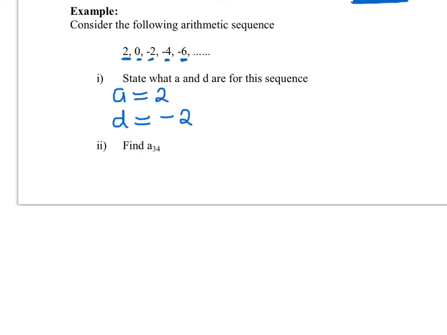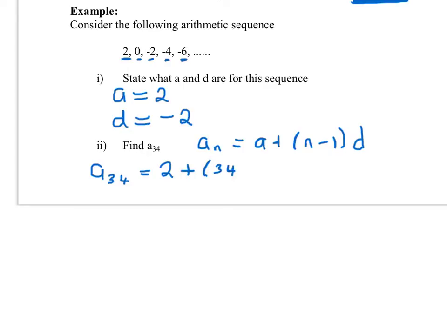Now for the next part, you're asked to find a34. Now remember, you're given the formula for the general term, and it looks like this: an is equal to a plus n minus 1 times d. We have n for this particular part. n is 34, so you have that a34 is equal to a, which is equal to 2, plus n minus 1, and n minus 1 is 34 minus 1, times d, and d is equal to minus 2.